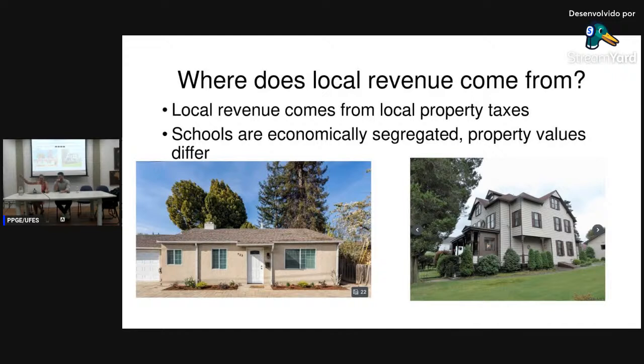So the littler house is in California, near the Silicon Valley, and because of how expensive it is to live there, that house is a $1 million house. But that big house is in the middle of nowhere in Pennsylvania, and it's only about $200,000 versus $1 million.